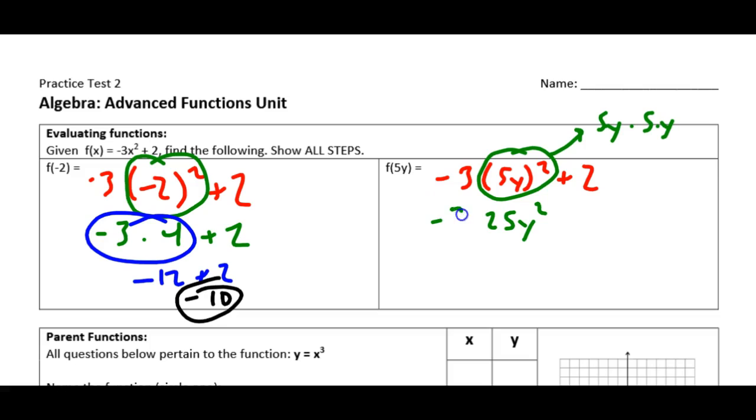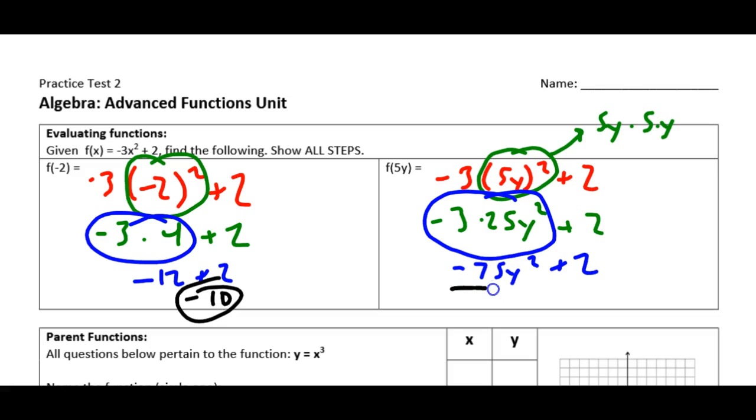We still have the -3 times all of that, plus the 2. And we know that our multiplication comes next. So -3 gets added into this big chain of multiplication. So let's multiply our numbers to get -75. And our letters, our variables, stay as they are because there's nothing new there. So it's still y squared, still plus 2. And what's nice about this one is we have unlike terms being added, so our final answer is -75y squared plus 2. And we are moving on.